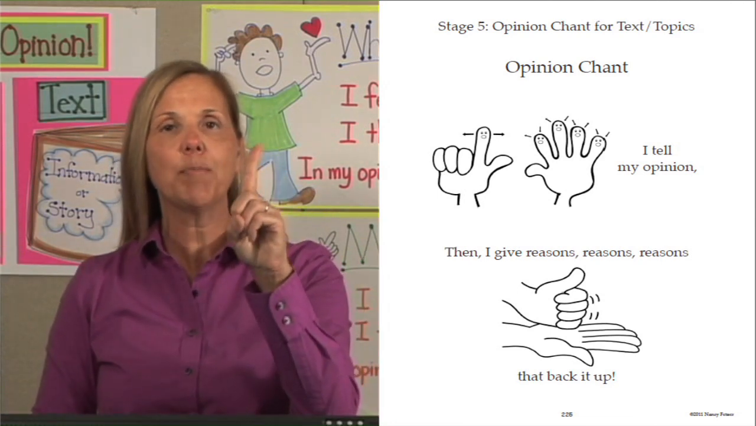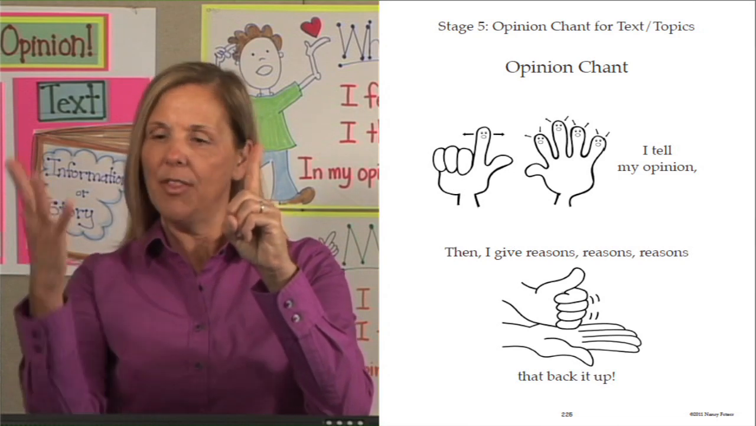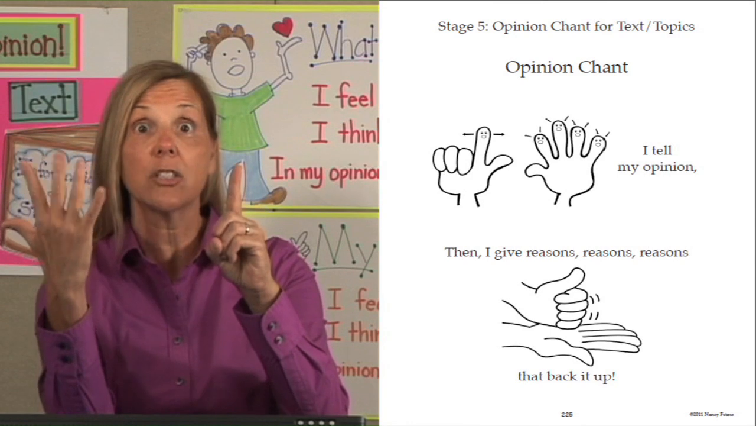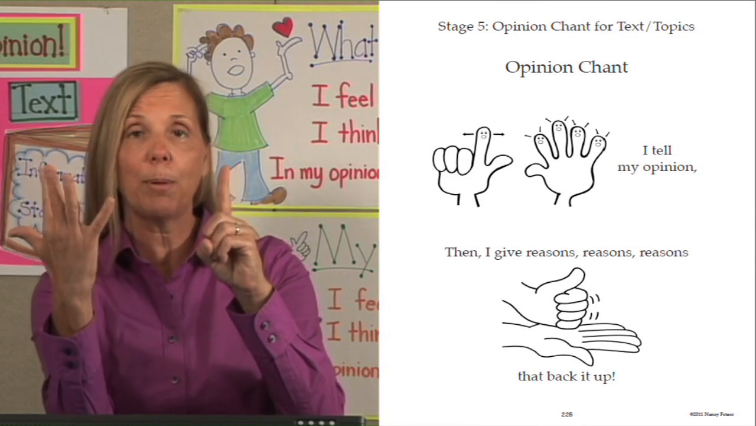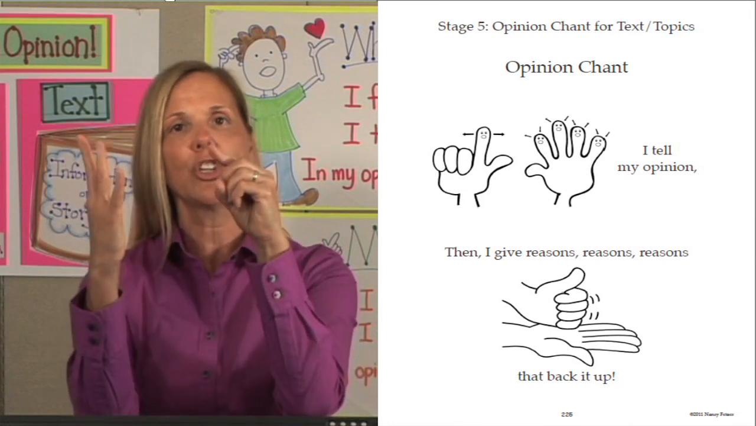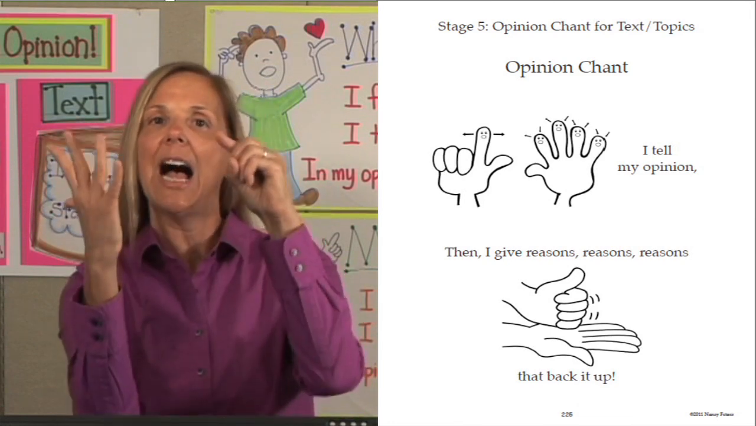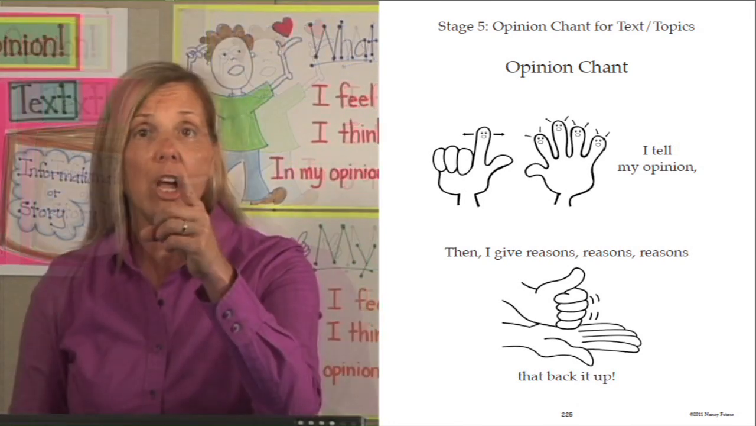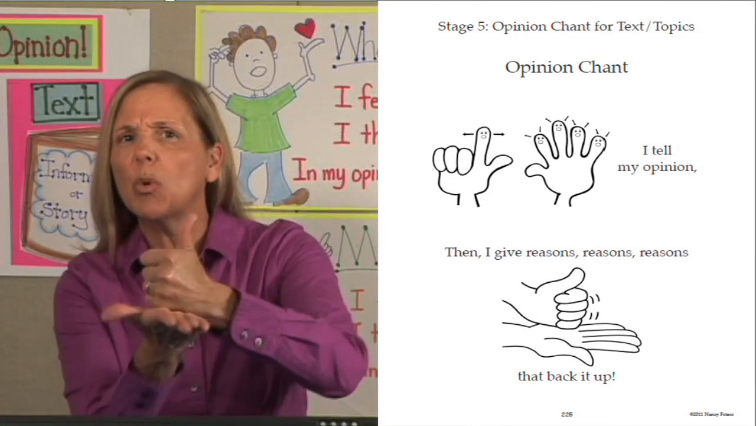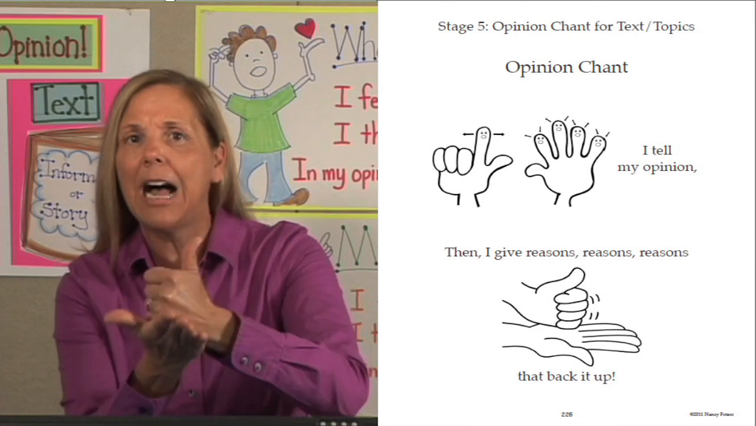Ready? Put a finger up so that that's you, the writer. Then put some other fingers up so that you are telling your opinion to an audience, people who are going to read your opinion. And this is what you're going to say. I tell my opinion. So you're telling the people your opinion. Ready? I tell my opinion. We know you can't just tell your opinion. What do you have to do? I give reasons that back it up.